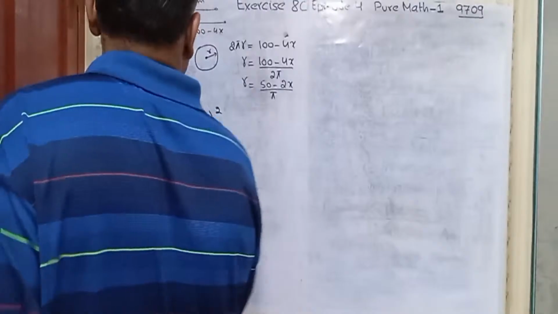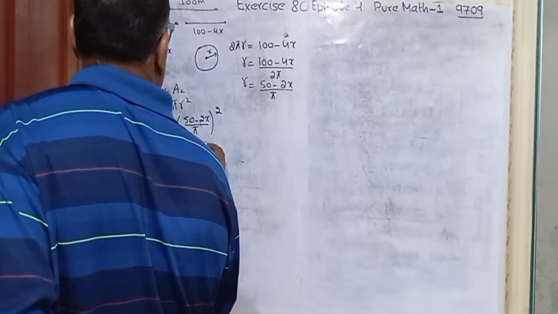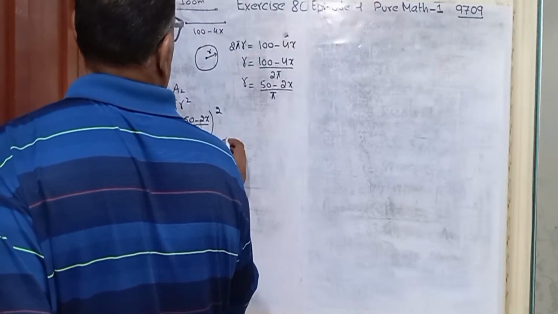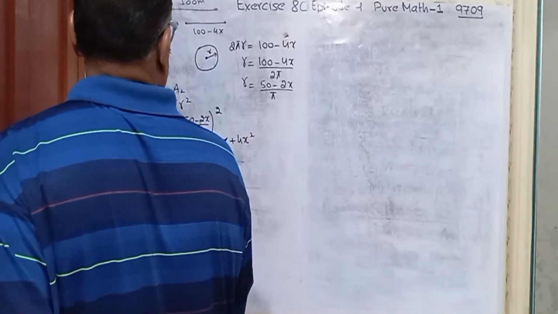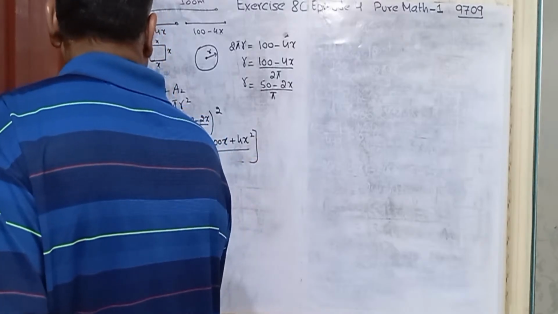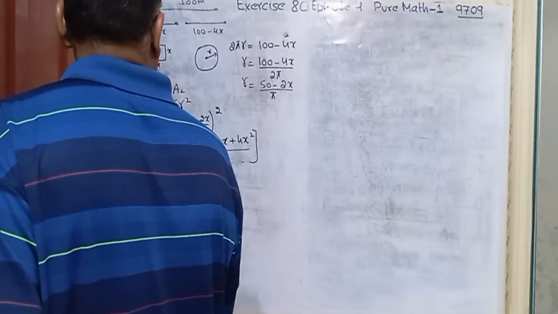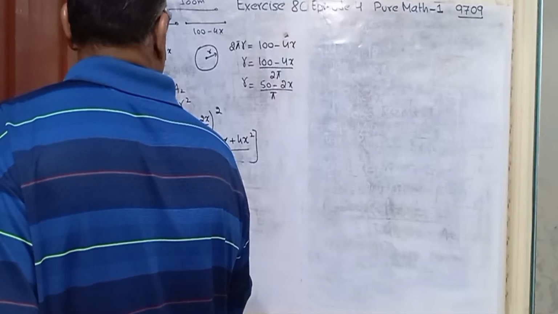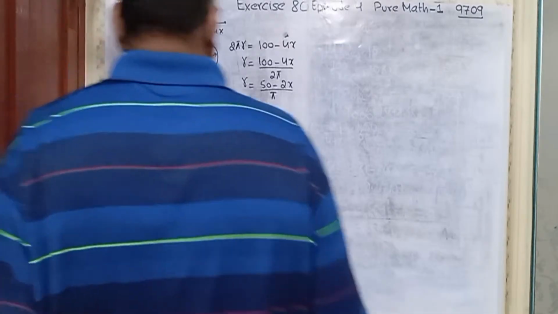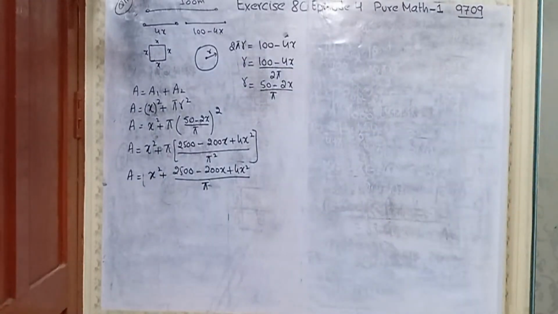If you open this whole square, this will be 2500 minus 200x plus 4x square divided by pi square. Okay, so we will have a plus, pi will go on, 2500 minus 200x plus 4x square divided by pi. You see, I have opened that whole square. So that pi and the pi square have been cancelled.